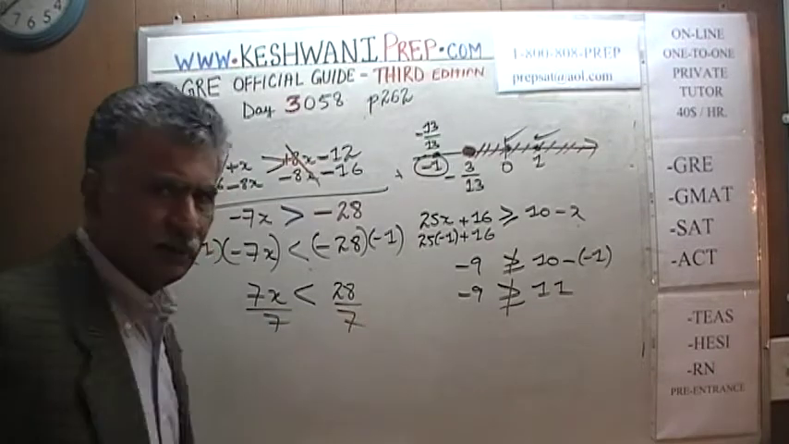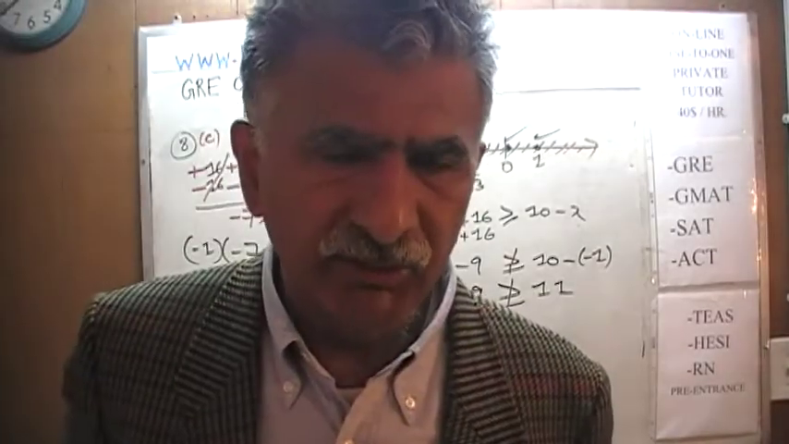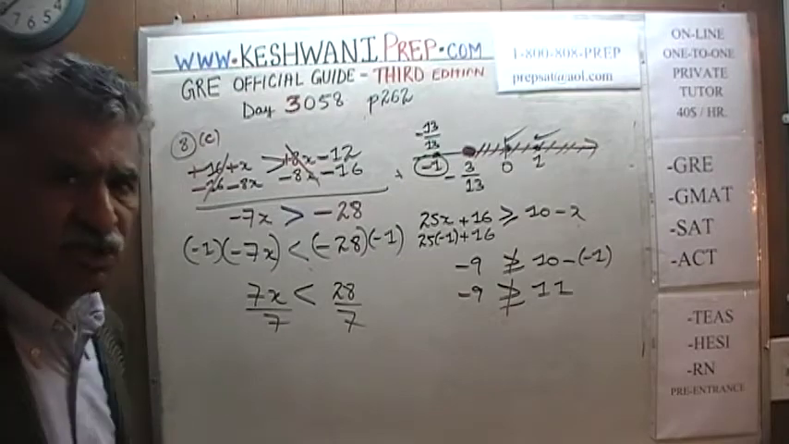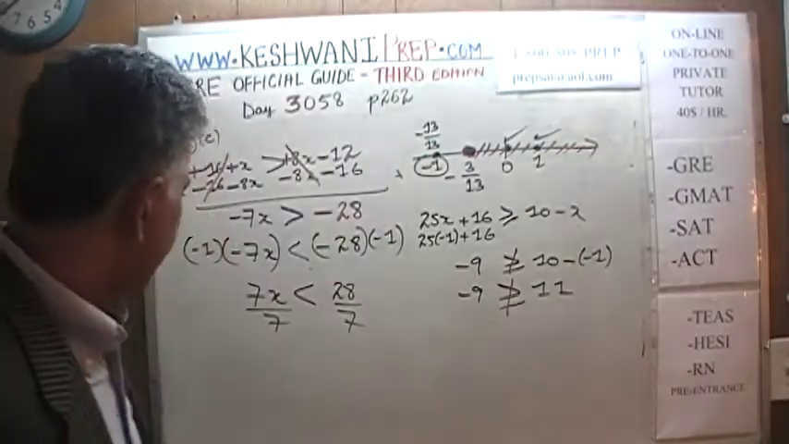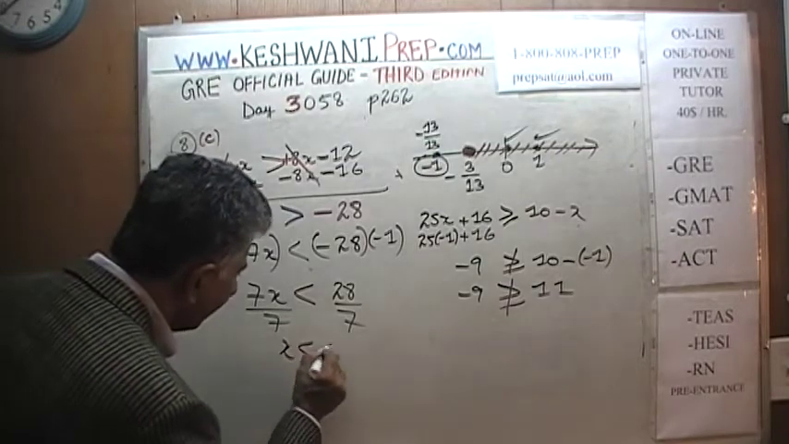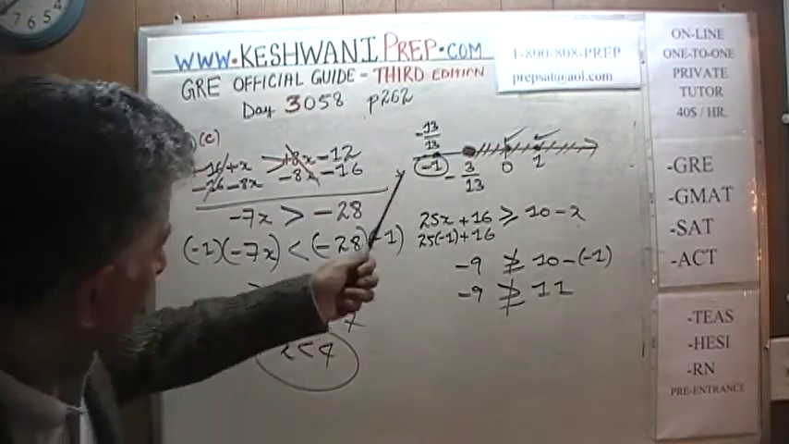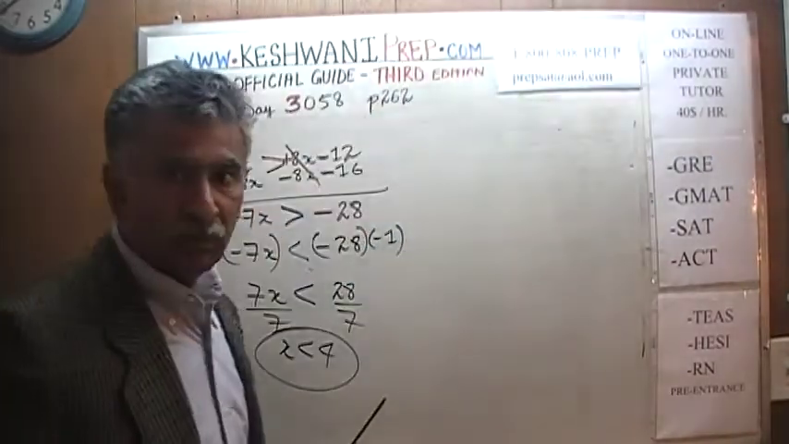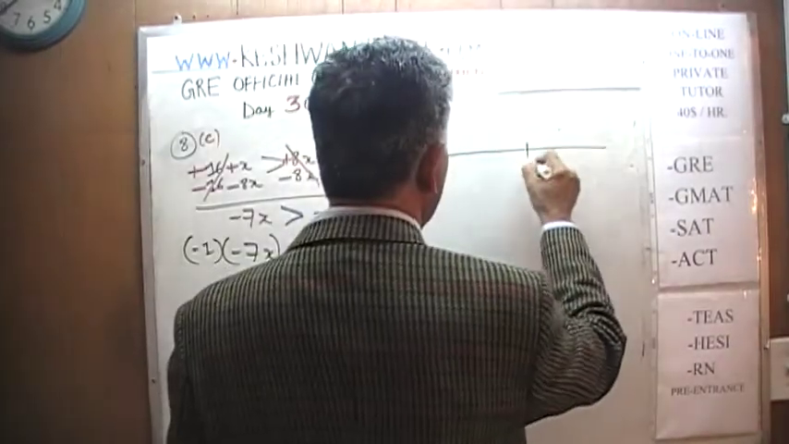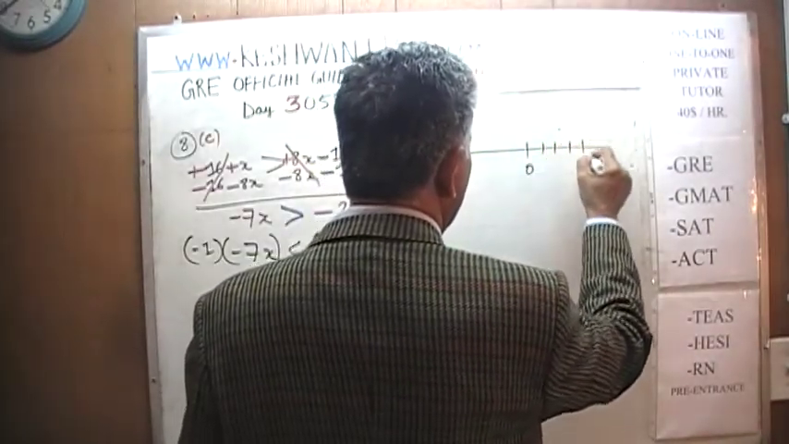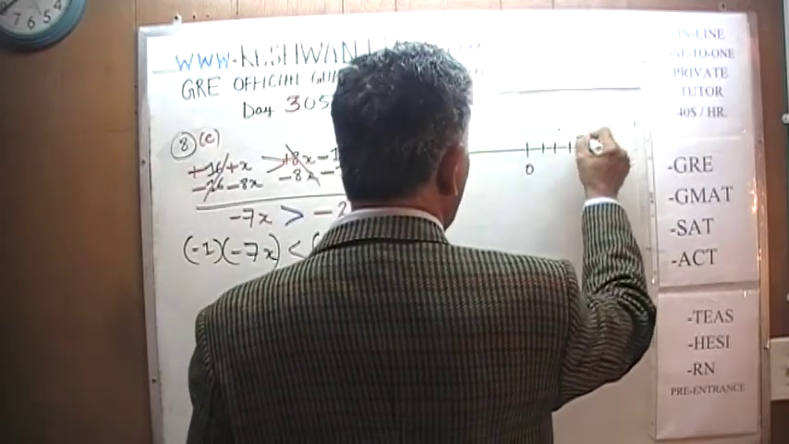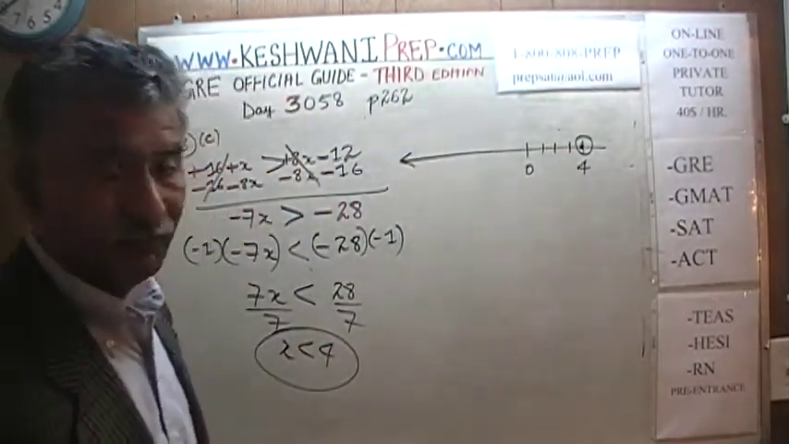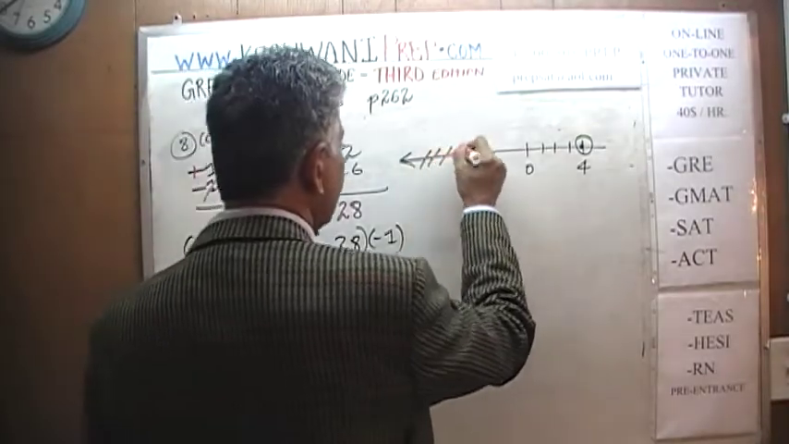As I said, don't try to divide the entire inequality by negative 7 in one shot. I just don't do it, I take care of the negative separately. It just gives me the peace of mind that I haven't forgotten to change the direction of the inequality. Do you understand? So we get x is less than 4. Let's put it on the number line, less than 4, not less than or equal to it. So here's our 0, 1, 2, 3, 4. It's going to be an open circle right here, and anything less than 4 would do.